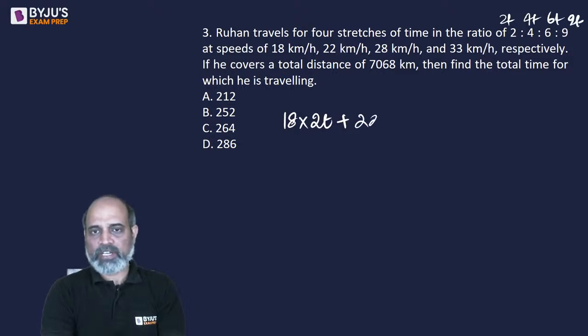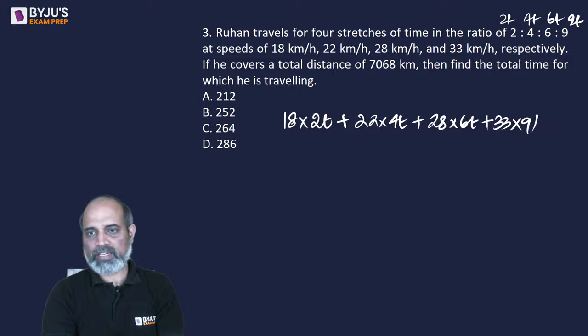The next one is 22 into 4t. The next one is 28 into 6t. And the next distance covered is 33 into 9t. And this entire distance is given as 7068. We need to find out the value of t, right?